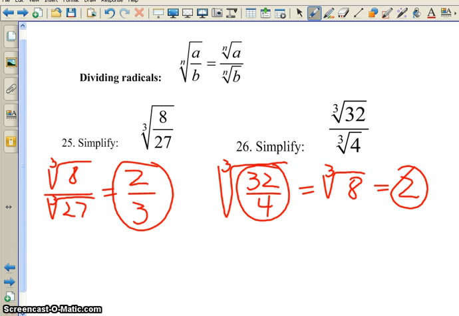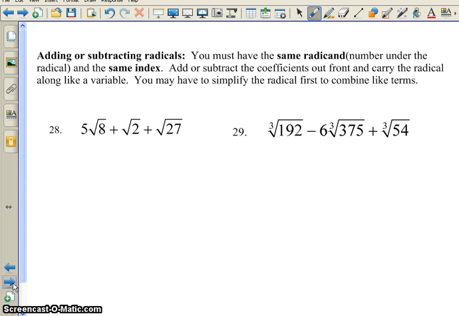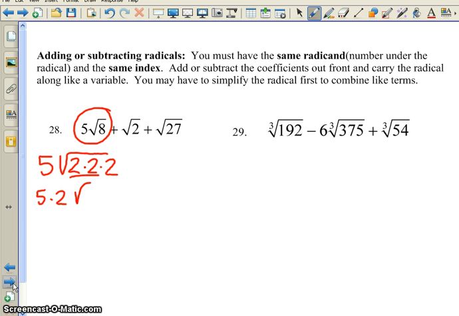Now our next part is on adding and subtracting radicals. Before we can add and subtract, we have to get them in our very simplified form. So I'm going to take each one and simplify it. So 5 times the square root of 8 is 2 times 2 times 2, or pulling that out, 5 times 2 times the square root of 2 is 10 times the square root of 2.